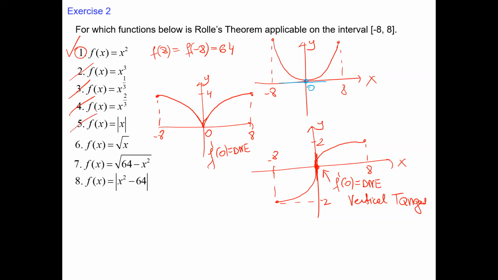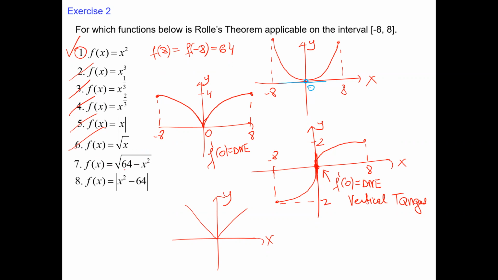Absolute value of x, of course, is wrong. We have a sharp corner at 0. It's a V, not good. We don't even have to analyze this. Square root of x is not even defined on the negative numbers. That's not good. And then square root of 64 minus x squared.